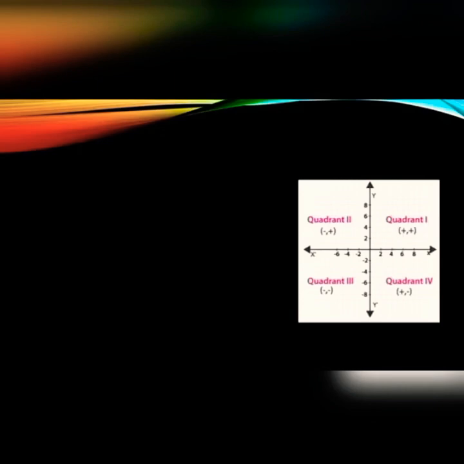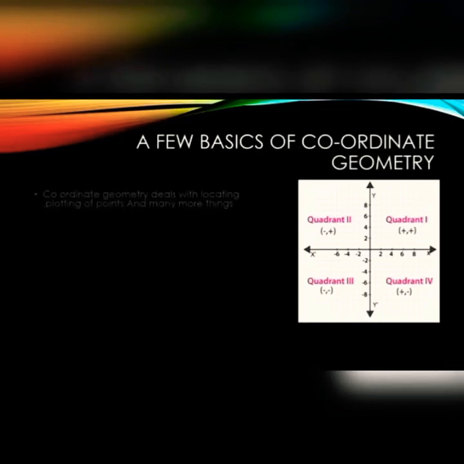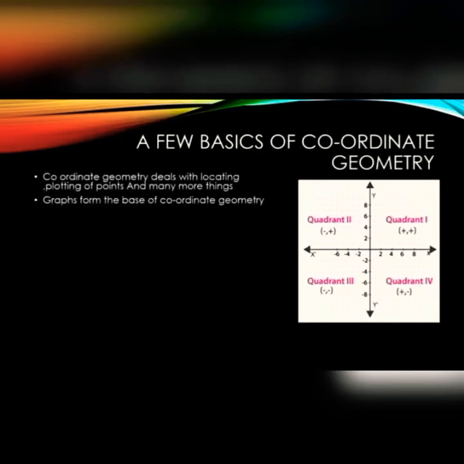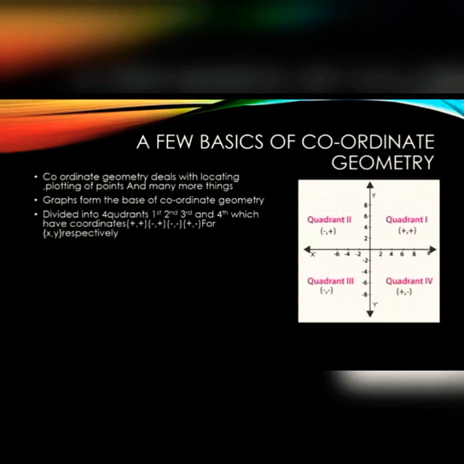Here are a few basics about coordinate geometry. Coordinate geometry's base is a graph or Cartesian plane, divided into first, second, third and fourth quadrants. The first quadrant has the signs plus plus, quadrant second minus plus, quadrant third minus minus, and quadrant fourth plus minus. Let me tell you how the coordinate scheme works for the following quadrants.